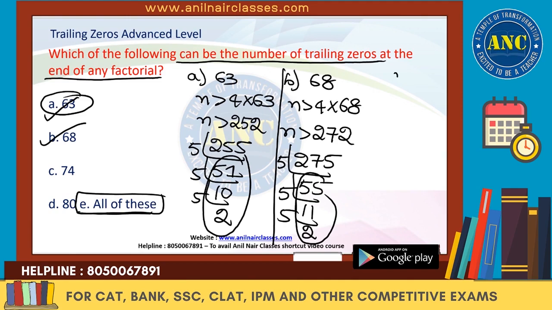Very, very important learning for today. N is greater than 4x. Very, very important learning. N is greater than 4x. Idea clear, right? Next one.